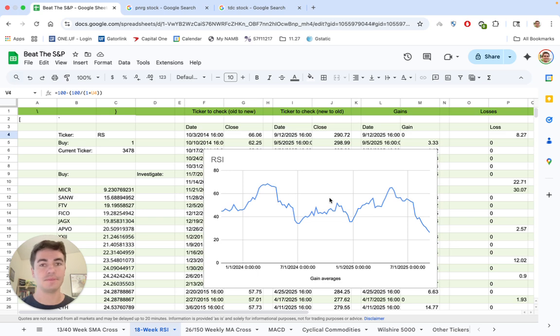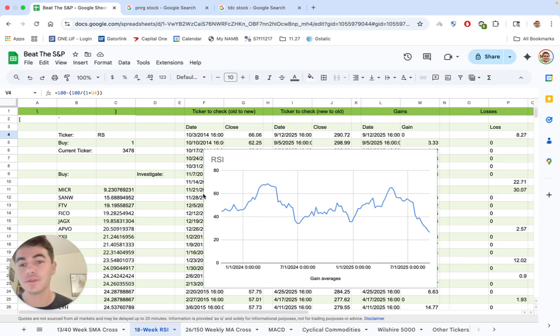Tradition and common sense in trading says that an RSI over 70 means the stock is probably overbought and you should expect a decrease in price. An RSI under 30 means the stock is probably oversold and you should expect an increase in price.